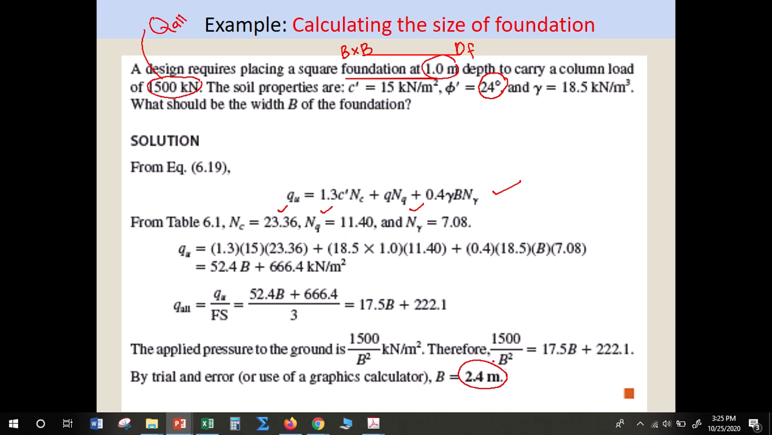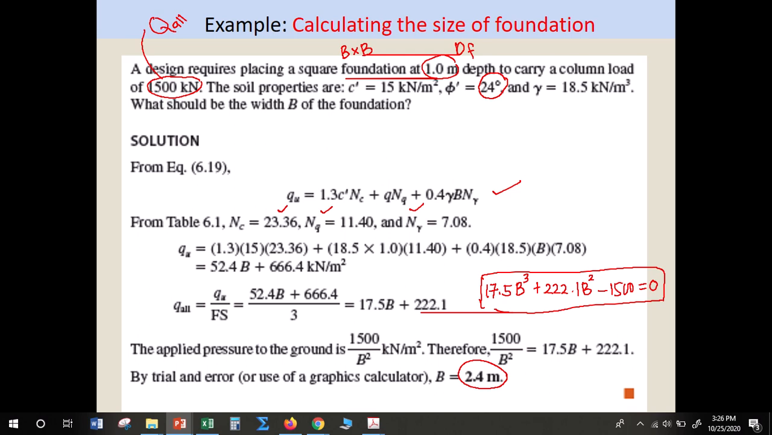Saya tunjukkan satu lah, mungkin awak boleh guna lah jugalah, dalam menggunakan Excel. We use this equation. In Excel, if we simplify this equation, the equation becomes 17.5 B cubed plus 222.1 B square minus 1500 equal to 0. Alright, so this is the equation.